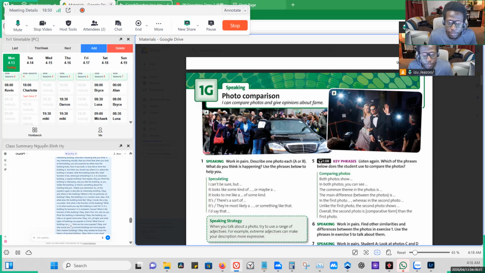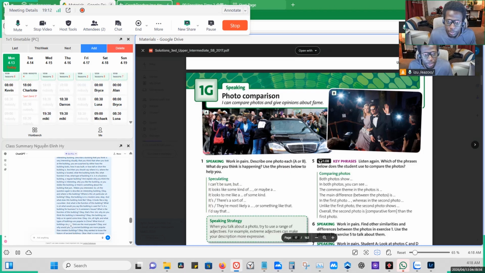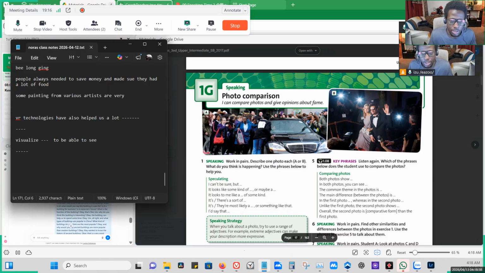Now we're gonna do a bit of a practice. It's basically gonna be a speaking practice. It says work in pairs and describe one photo, each A or B, and what do you think is happening, and use the phrases below to help you. So we're going to describe this picture and talk about what we think is going on in this picture.